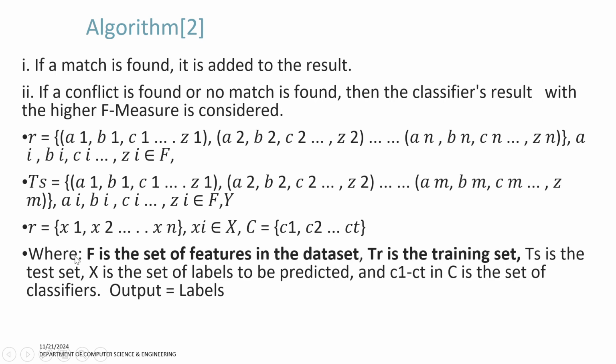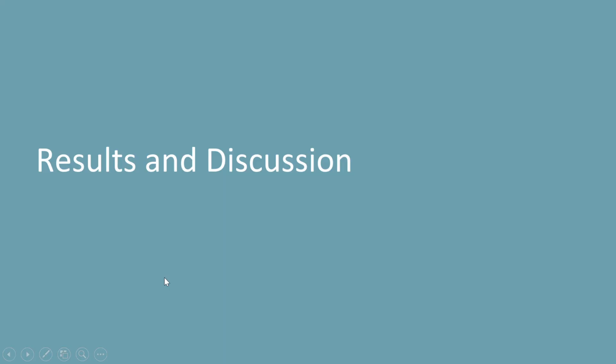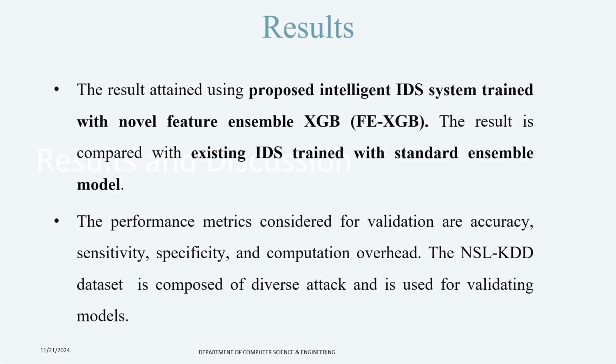So where F is the set of features in the data set, TR is the training set, TS is the test set, X is the set of labels to be predicted, and C1 to CT are the set of classifiers, and the labels are the outputs. So these are the results we achieved.